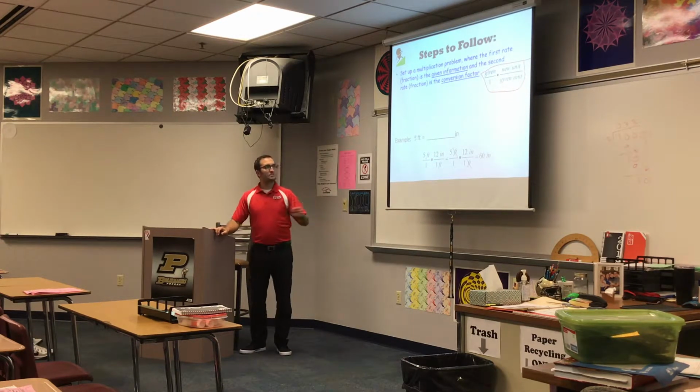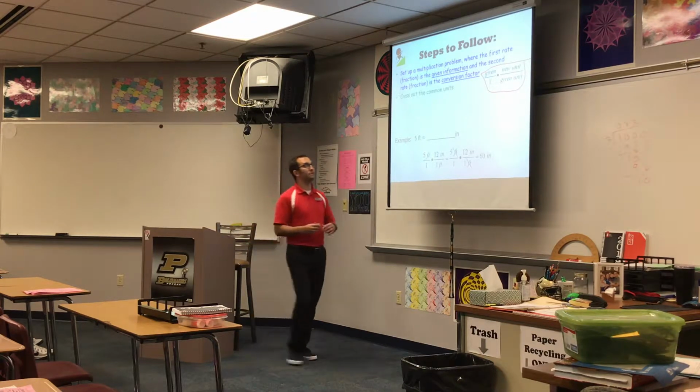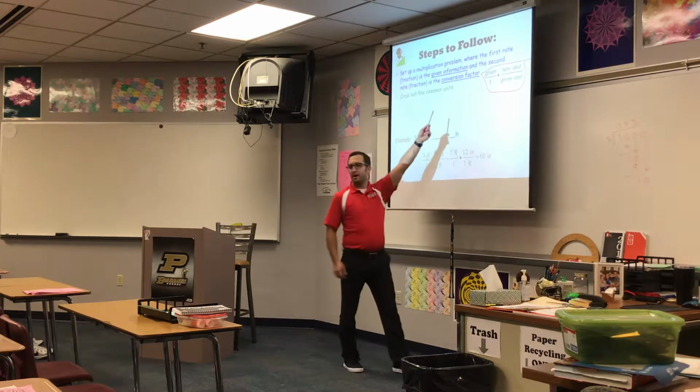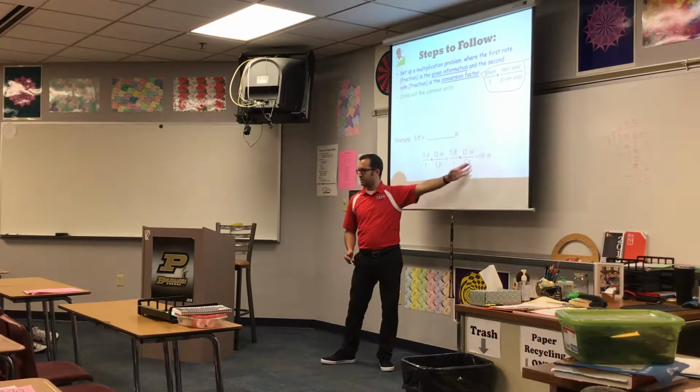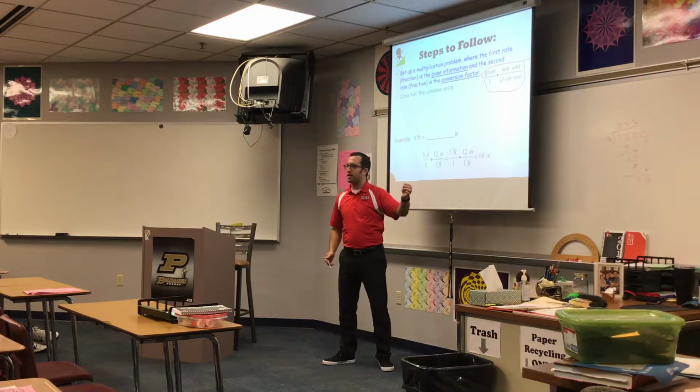And now, the purpose of putting these units in a specific spot is I want to cross off common units. Notice here, do you see anything that's crossed off in this example on your notes? The feet were crossed off. Why can I do that?